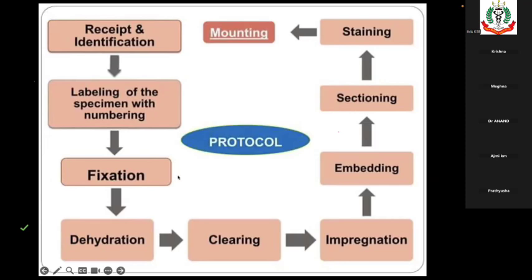So what are the fixatives which are used in histopathology? Which are the dehydrating agents? What are the clearing agents? What is paraffin wax? What is its melting point? Then embedding, sectioning, staining. And what is the stain used in histopathology? It is H&E, hematoxylin and eosin. So this flowchart, these steps, very important.